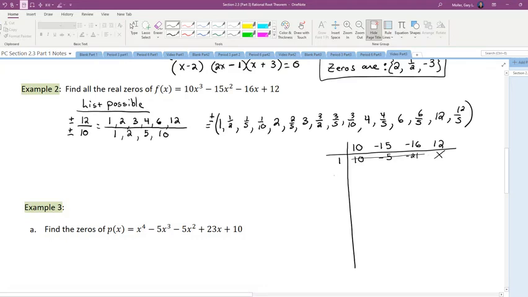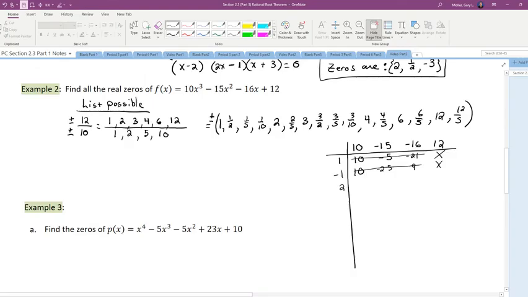So now I'm going to try negative 1. I'm going to bring the 10 down. I get negative 10, then negative 25. This isn't looking good. A negative and a negative is positive. So I get positive 25 and 16, which I believe is going to be a positive 9, which is going to give me a negative 9, which is not going to be 0. That one doesn't work either.